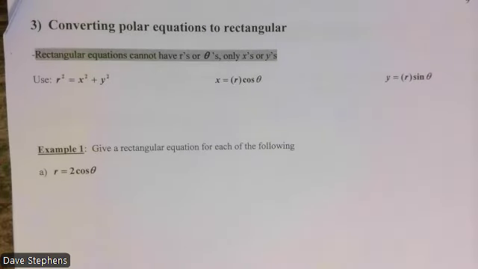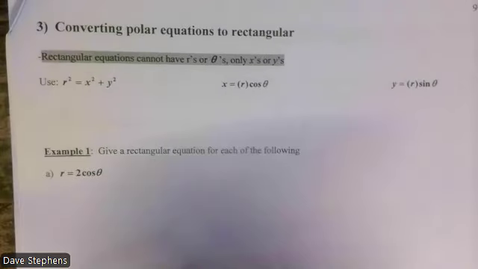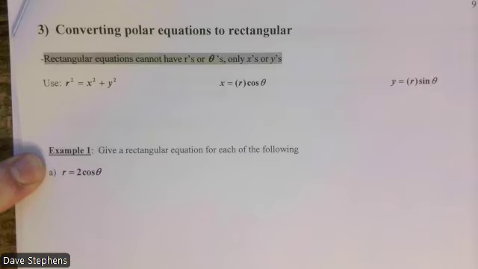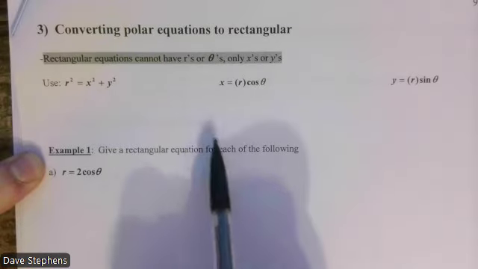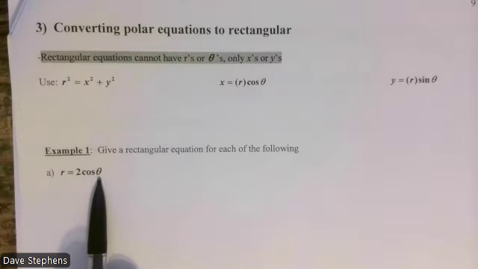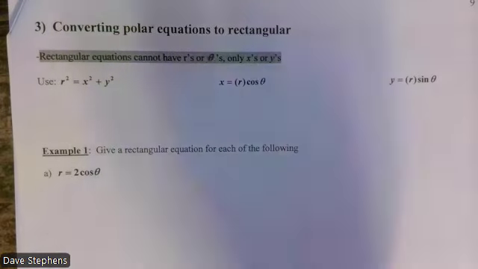All right, to finish 4-1, we have to go from polar back to rectangular. So we're going to use these three equations that we know to be true, and try and go from polar equations or polar coordinates to rectangular equations or rectangular coordinates. All right, so this one gives a rectangular equation for each of the following. So here r equals 2 cosine theta. We already saw that one.